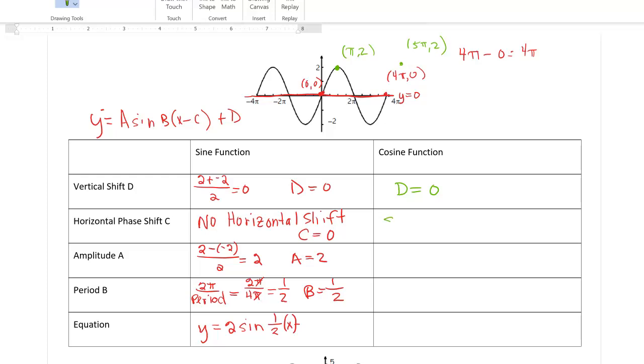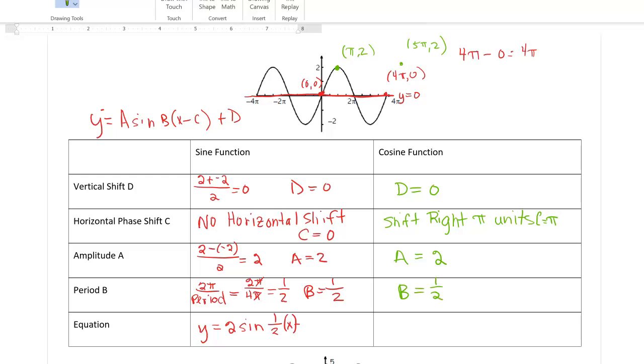So there is a shift to the right pi units. That means it's going to be positive pi, so C is pi. Next, our amplitude is still going to be the same, so A is 2. Now the period is still the same, so B is 1/2.